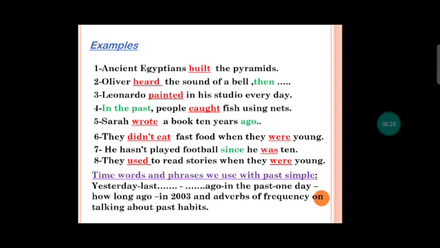There are time words and phrases we use with the past simple tense. Like yesterday, last, ago, once, one day, in the past, and.